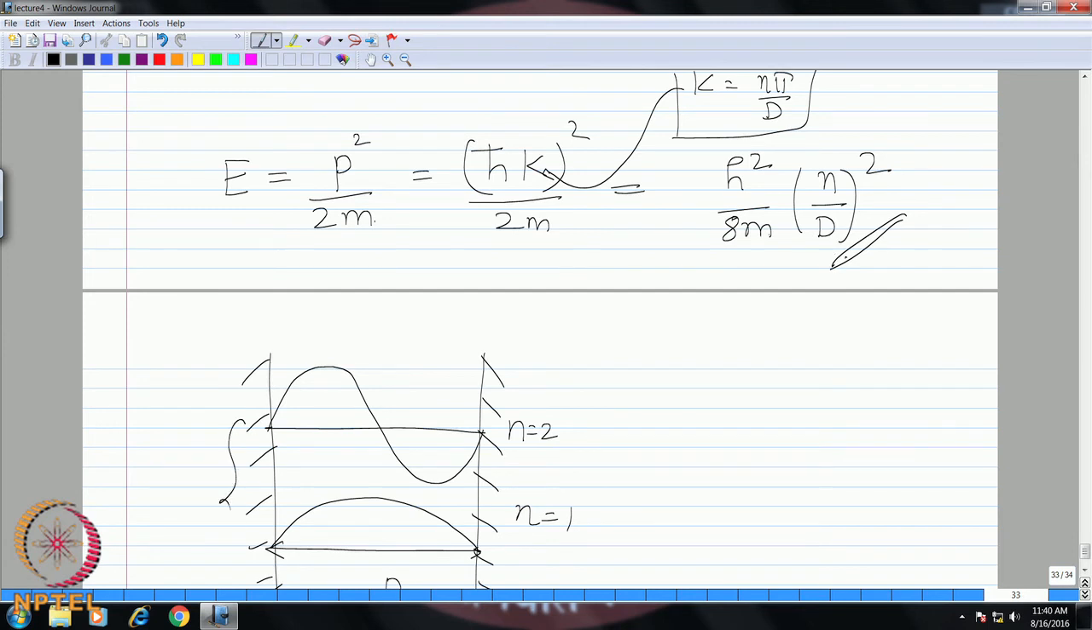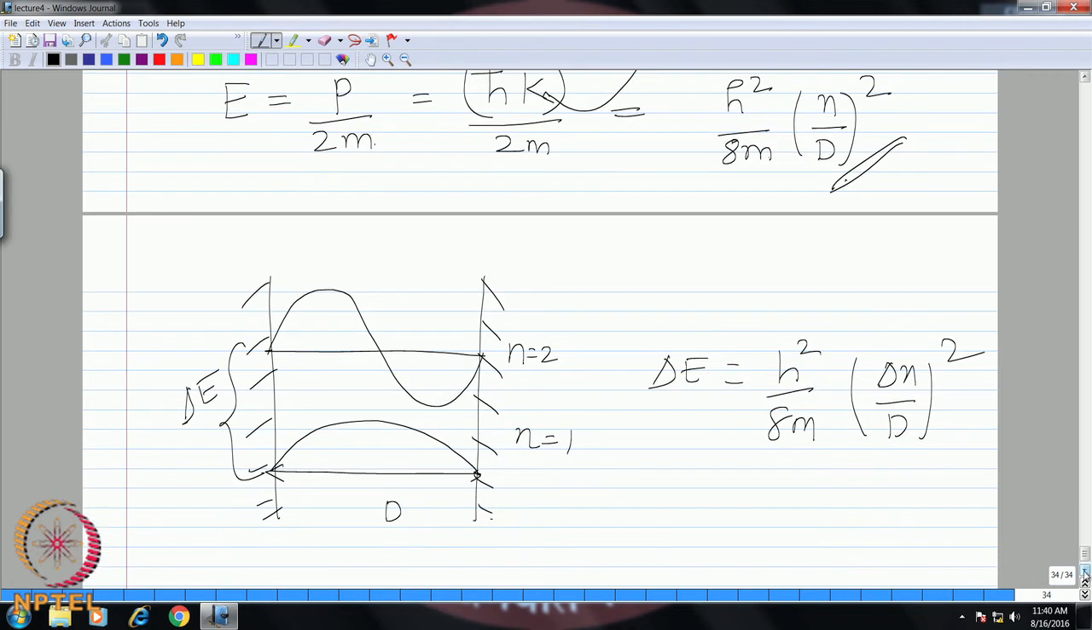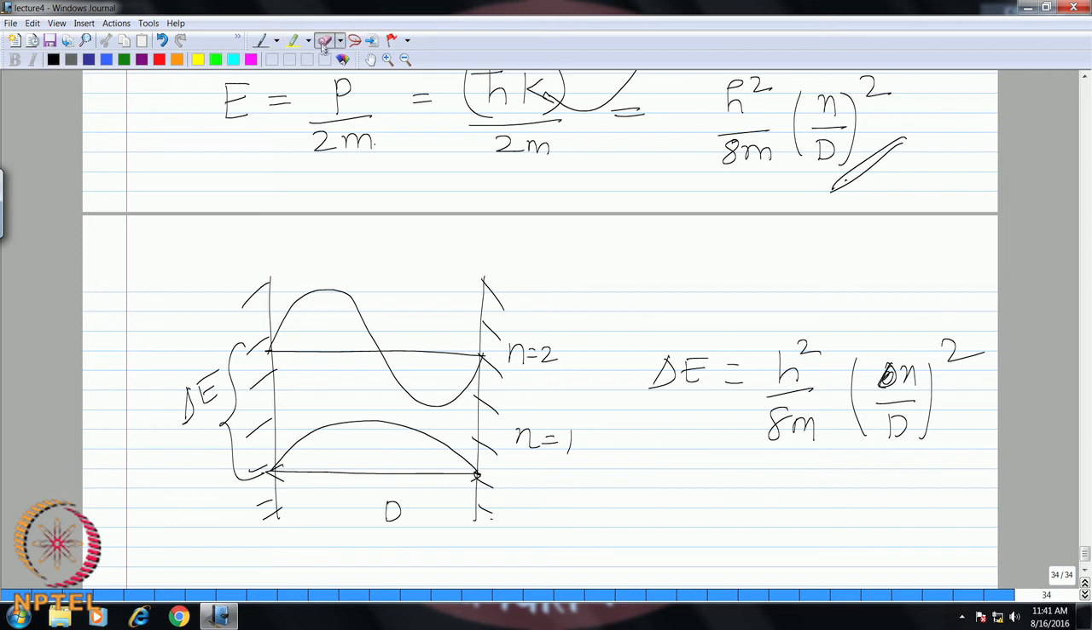Therefore, what is the discretization of the energy levels between n equal to 1 and n equal to 2, 2 to 3, 3 to 4 and so on, that is the delta E. The delta E is now given by h square by 8m delta n by d the whole square. So, if you take the case of electron, h is a constant, m is a constant, d is a constant. So, the delta is only due to the delta in n. Delta of n square, yes, that is true. I take the d square out like this.